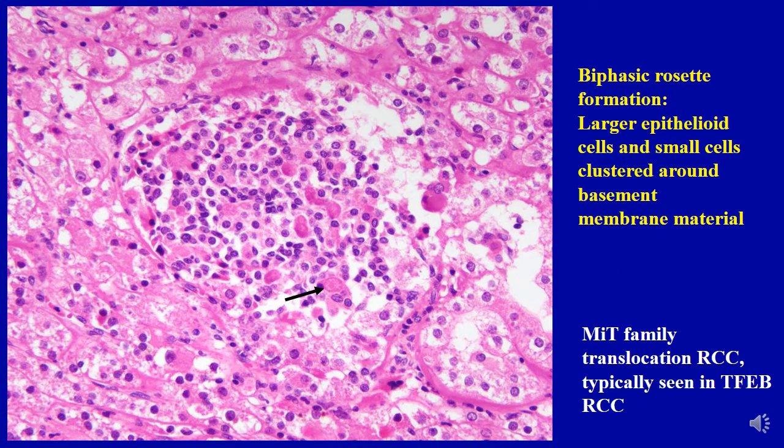If you have a tumor that shows biphasic rosette formation in which larger epithelioid cells and small cells cluster around basement membrane material giving a rosette-like appearance, that is also pretty characteristic of MiT family translocation renal cell carcinoma. Originally, it was described in TFEB type of renal cell carcinoma, but now has also been described in TFE3 type of renal cell carcinoma setting as well. So it is not necessarily specific for TFEB translocation renal cell carcinomas.